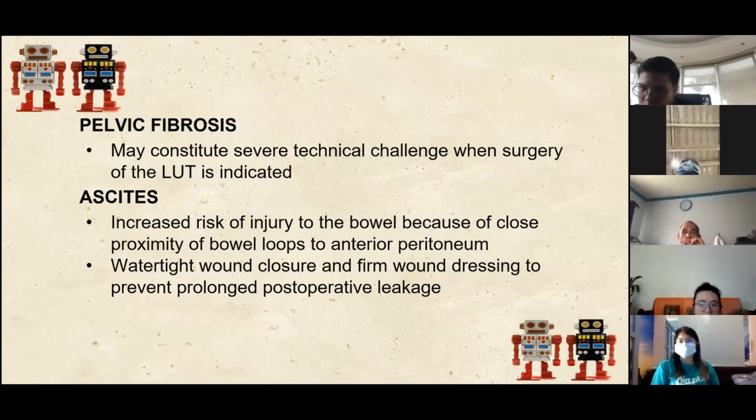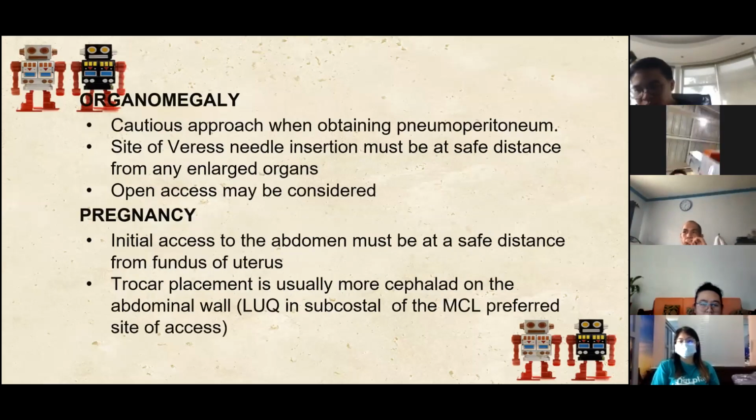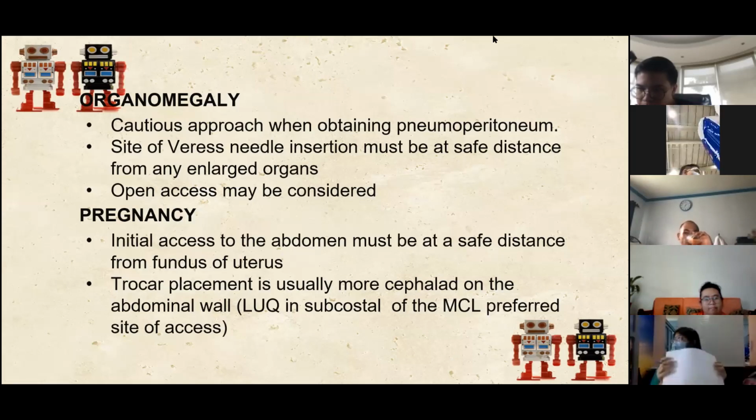So next, please. For your organomegaly, it needs a cautious approach when obtaining pneumoperitoneum. So the site of Veress needle insertion must be at a safe distance from any enlarged organs, or open access with Hasson cannula may be considered. It must be at a safe distance from the fundus of the uterus, and trocar placement is usually more cephalad on the abdominal wall. So your preferred site of access is in the left upper quadrant in the subcostal of the midclavicular line.